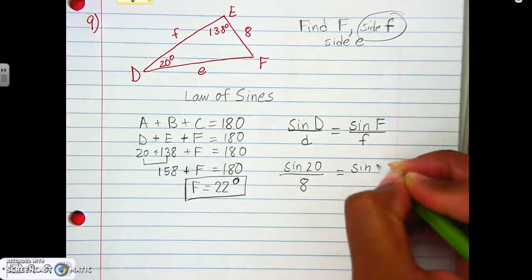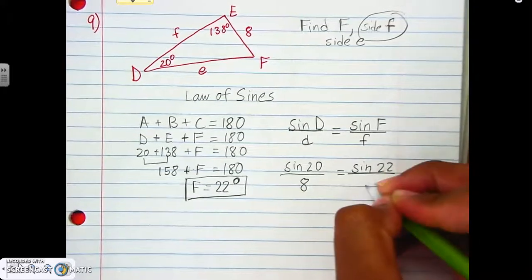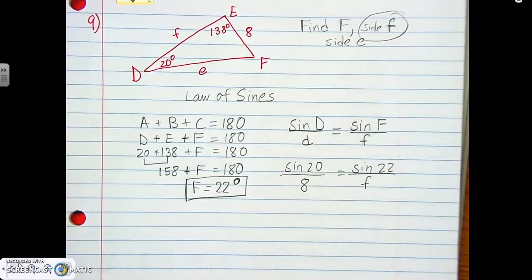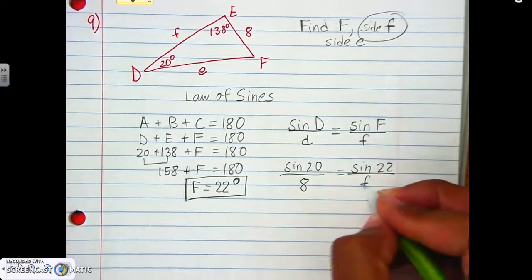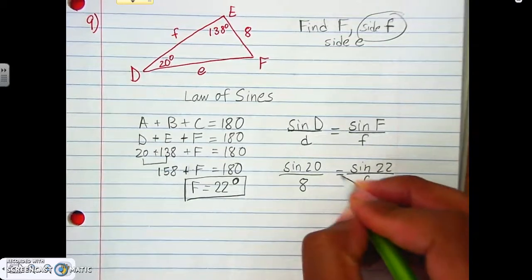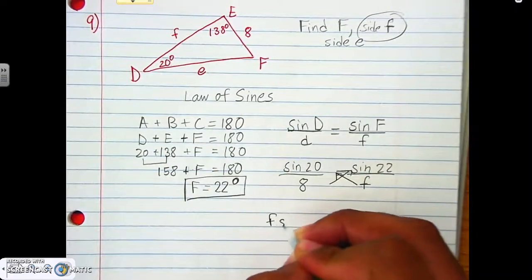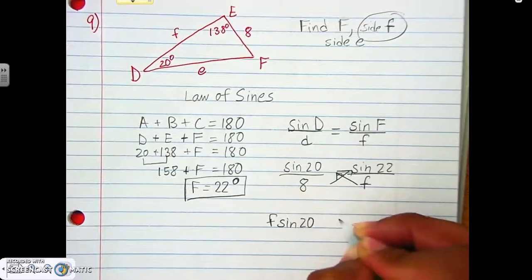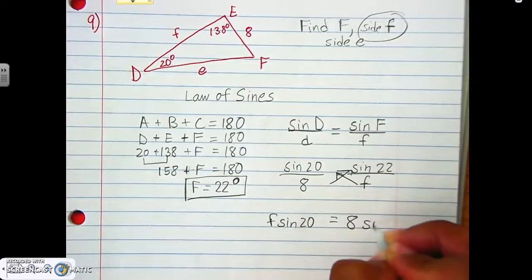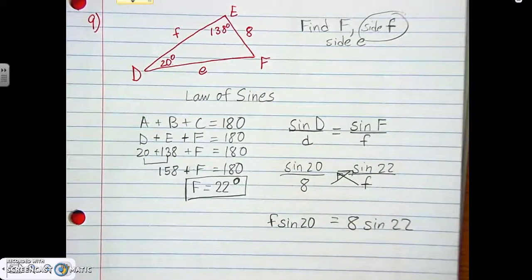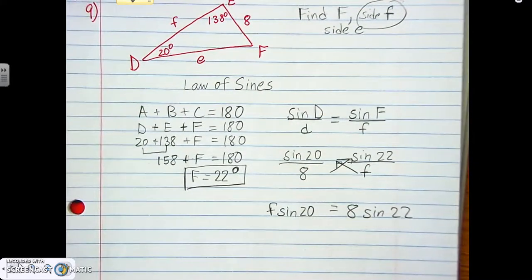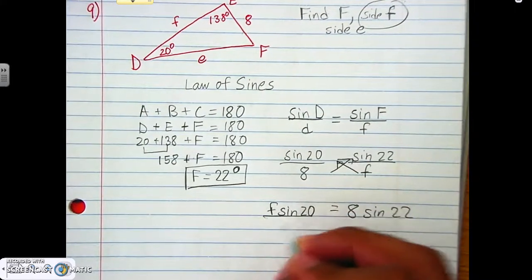And that is 22. Inside F, we don't know. And again, don't make up stuff. Don't skip steps if you're lost on this. Follow every single step correctly. So that means here we need to cross multiply. So it gives us F sine 20 equals 8 sine 22. And then get F by itself. We divide by sine 20.